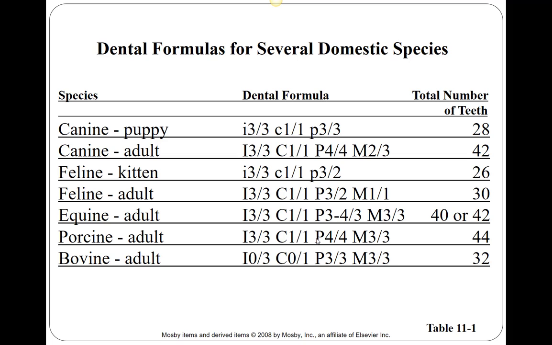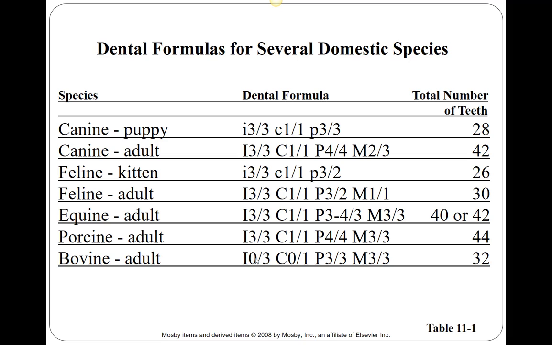Pigs, porcine, are the only ones that have a full complement of teeth. They have 3 incisors top and bottom, 1 pair of canines top and bottom, 4 premolars top and bottom, and 3 molars top and bottom for a total of 44 teeth. So they're the only domestic animal that has a full set.